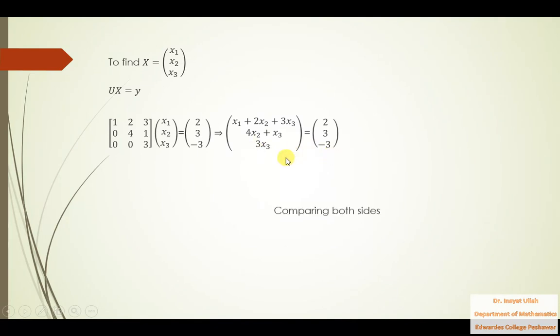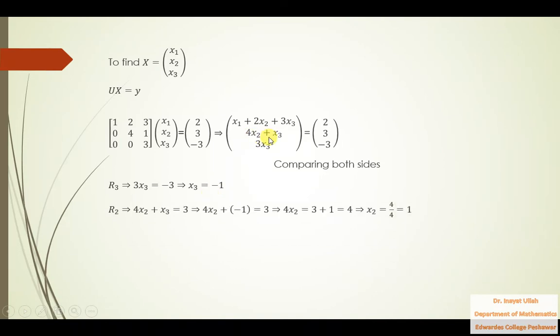So from back substitution, comparing both sides, row 3 implies 3x3 is equal to minus 3, so ultimately x3 will be equal to minus 1. 4x2 plus x3 is equal to 3, and putting the value of x3 here to get x2 as 1. And from the first row, x1 plus 2x2 plus 3x3 is equal to 2. Putting the values of x2 and x3 to get the value of x1, which is equal to 3.